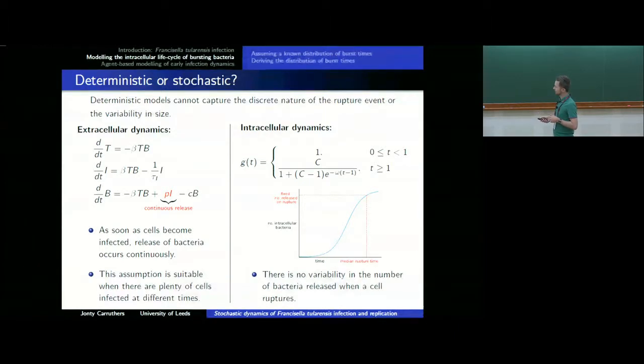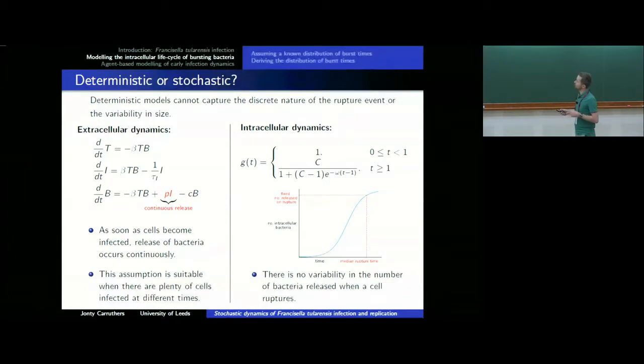So there are times when this assumption might be okay, and that would be if we had lots of cells and their time of infection was staggered. Then you can imagine that these rupture events are almost happening continuously, and you almost have a continuous release of bacteria. But our interest here is looking at the early stages of infection, and particularly at the low infectious doses. So generally, we don't have a lot of infected cells, and they're all going to be infected at approximately the same time. So we don't really want to use an approach like this.